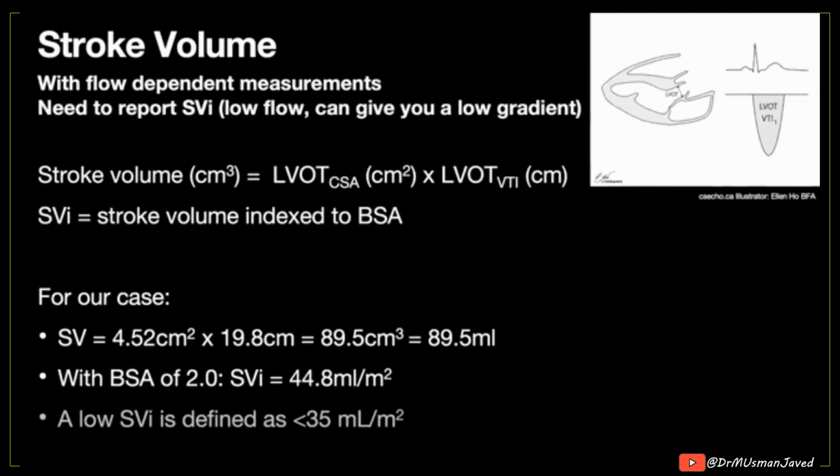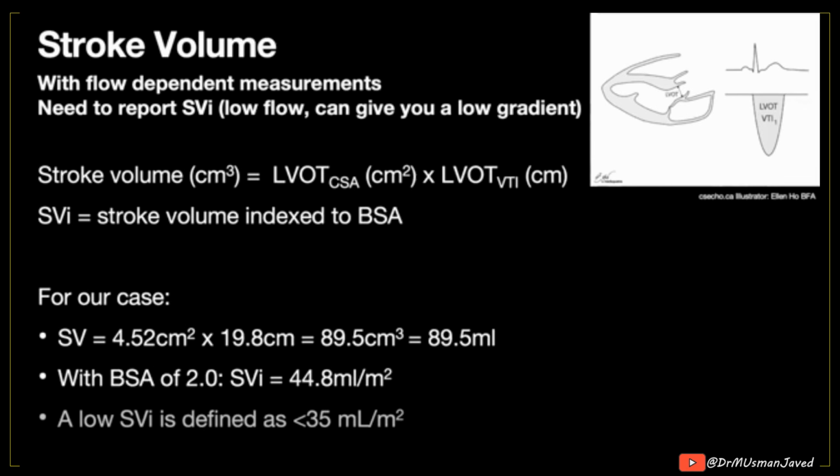Next, when you're reporting your mean gradient, you want to make sure that you're also assessing the stroke volume. As we talked about earlier, you can have that paradoxical low flow, low gradient where your EF is normal, but in small or hypertrophied chambers, you can have a low stroke volume. And low stroke volume means low flow, which means that your gradients might not be accurate. They might not generate enough flow to generate the pressure gradient.